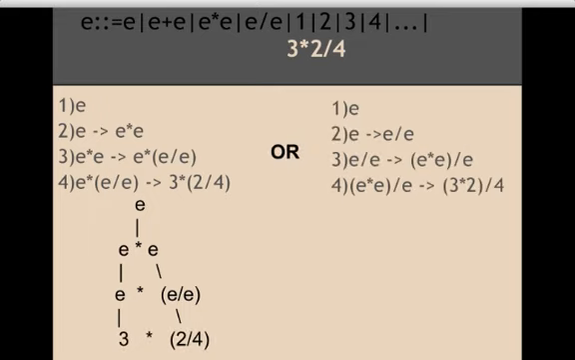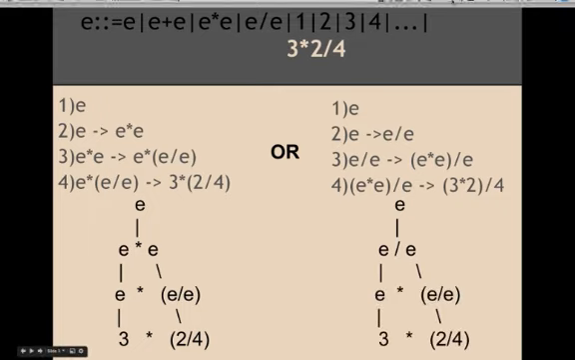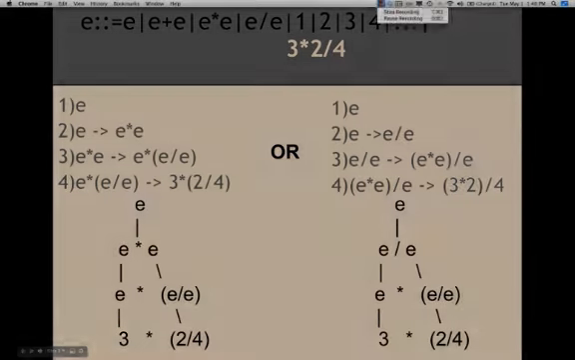Or, we can have our initial E, resolve that to E divided by E, take the leftmost E, resolve that to E times E, and then plug in our integer values, resulting in the following tree. As we can clearly see, the exact same string results in two different parse trees.